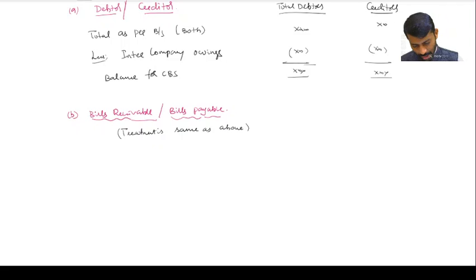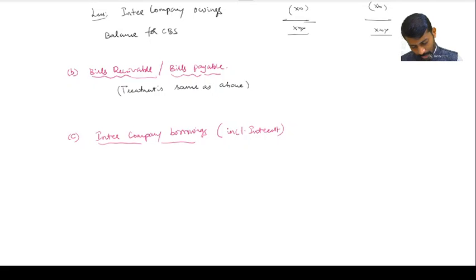After B, let's go to C, intercompany borrowings, including interest. Are you understanding? Yes, sir. Yeah, it's like loans, my dear friends. So here you can take an alternative instead of debentures; you can take debentures here also and you can cancel them. Are you understanding? Yes, sir.